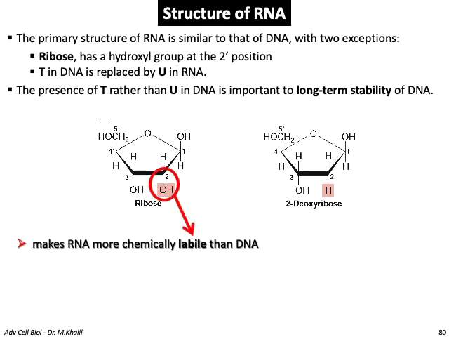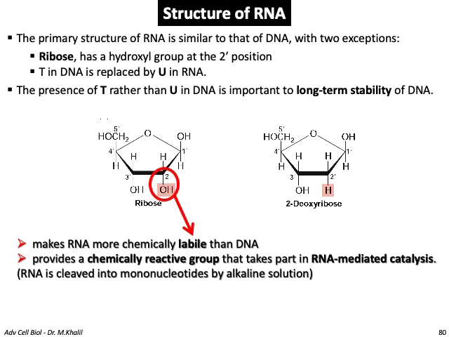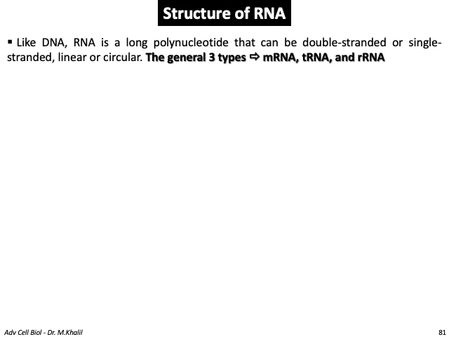So why does the OH exist in the RNA? Because OH is more chemically labile than in DNA, it has the affinity to do a lot of reactions, because of course RNA, once its function is done, has to be degraded. So OH is an active group that can be used for degradation of RNA. As well, this OH provides a chemically reactive group that takes part in RNA-mediated catalysis. RNA is cleaved into mononucleotides by alkaline solution in order to be recycled, and the ribonucleotides can be used again for the making of new RNAs.